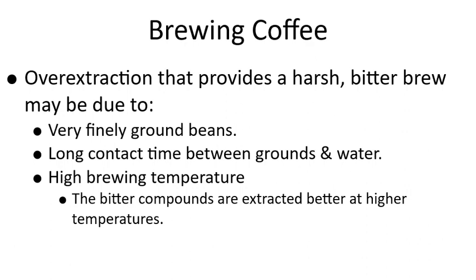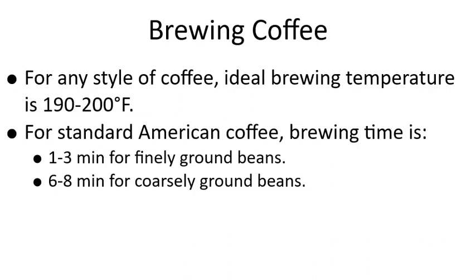On the other hand, if we over-extract flavorful compounds from the beans, we'll end up with a harsh, bitter brew. If we grind the grounds too finely, then too high a fraction of the bean will be extracted. Likewise, if we allow the extraction to occur for too long, we'll extract too many flavorful compounds. And finally, if we allow the temperature of the water to get too high, we'll increase the extraction of the bitter compounds. So we have to balance the size of the grounds, the length of brewing time, and the brewing temperature. For any style of coffee, the ideal brewing temperature is between 190 and 200 degrees Fahrenheit.